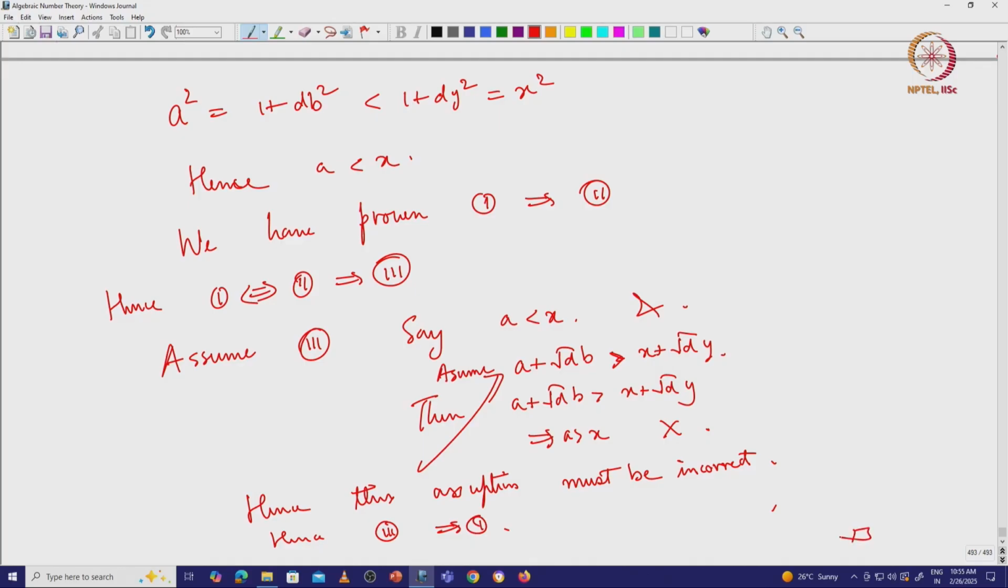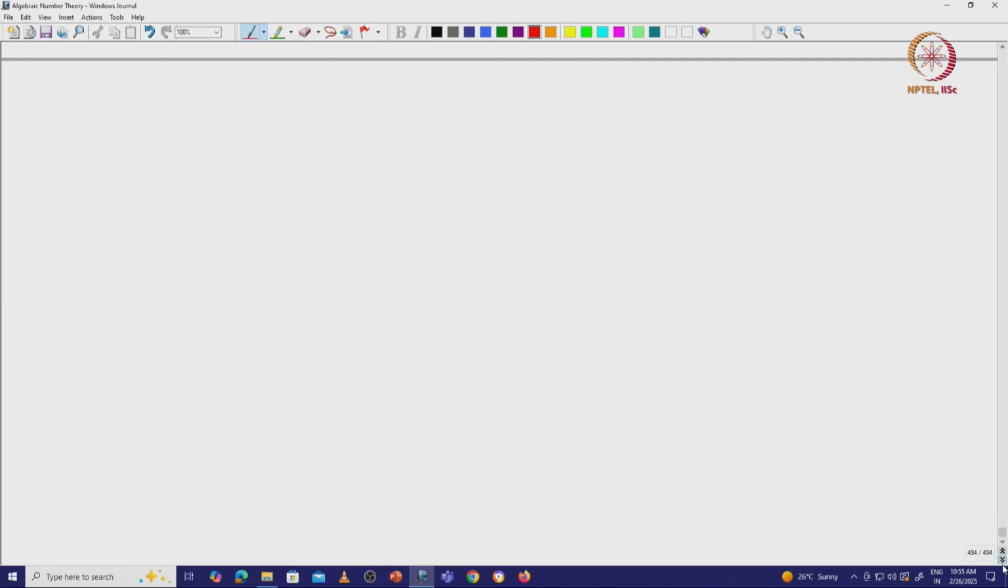So, that is a very useful lemma that we have proven, that if you have an inequality on this irrational number x plus square root of d times y, then it actually gives you an inequality on x and y. So, that is kind of an amazing thing.